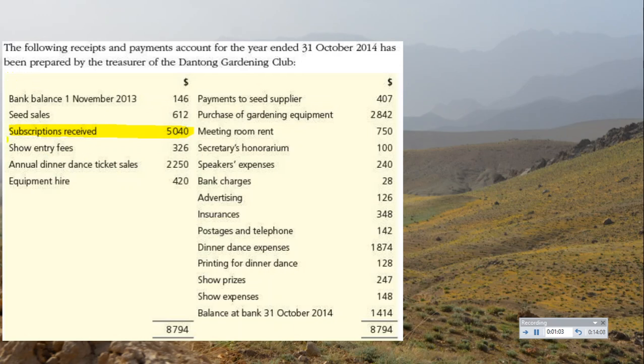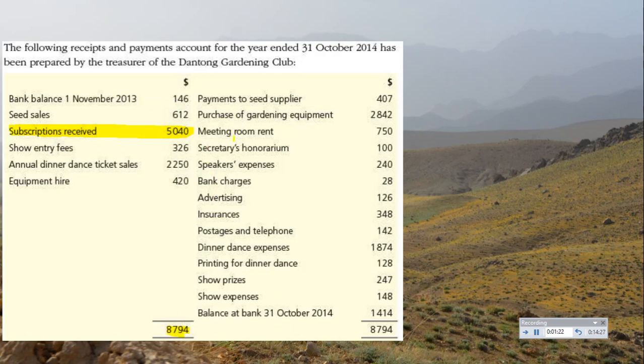This is all your receipt, starting with the opening bank balance. You have seed sales receipts, subscription receipts, show entry fees, annual dinner dance ticket sales, equipment hire. These are the receipts. So total receipt is 8794. So you have a cash and bank balance of 8794.